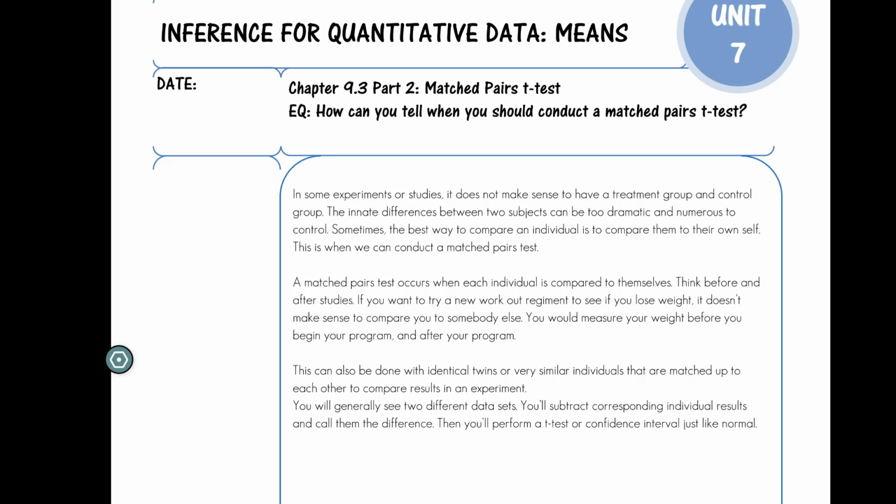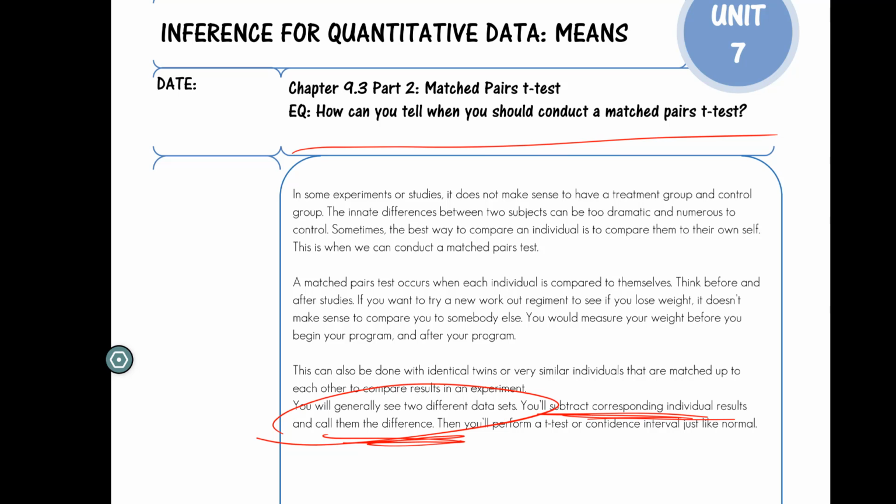Now, you're generally going to see two different sets of data, and this is going to be your big indicator that you have a matched pairs t-test, and this helps us understand how to answer our essential question. You're looking at two different data sets, but each data set is actually going to refer to the same individual. And then you're going to subtract your corresponding individual results, and you're going to call them the difference. And then you're going to perform your t-test or create a confidence interval and interpret it all exactly the same way that you would have done before.